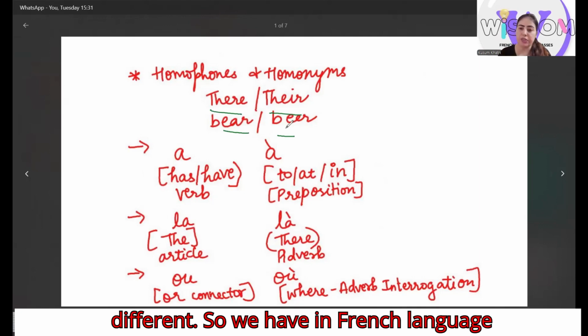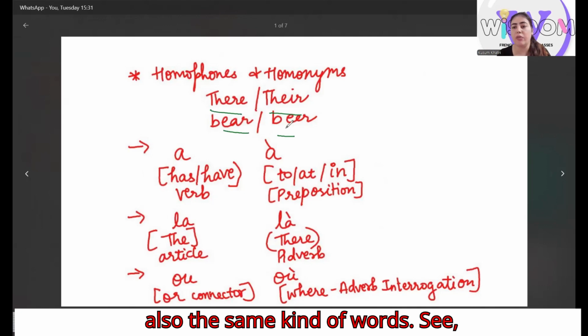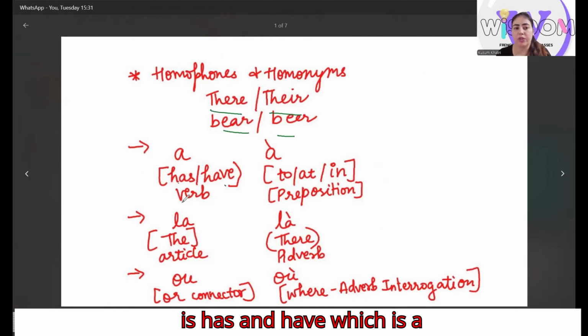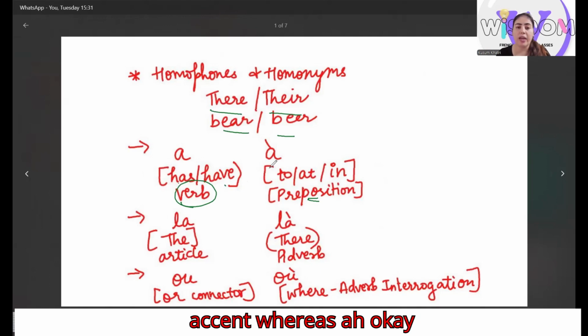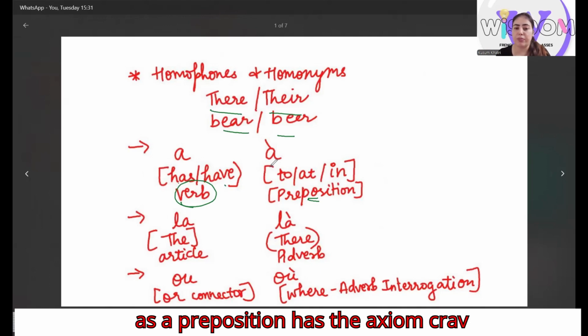So we have in the French language also the same kind of words. You can see two kinds of a. One a is has and have, which is a verb. And one à is to, at, in, which is a preposition. So has and have doesn't have the accent, whereas à as a preposition has the accent grave.